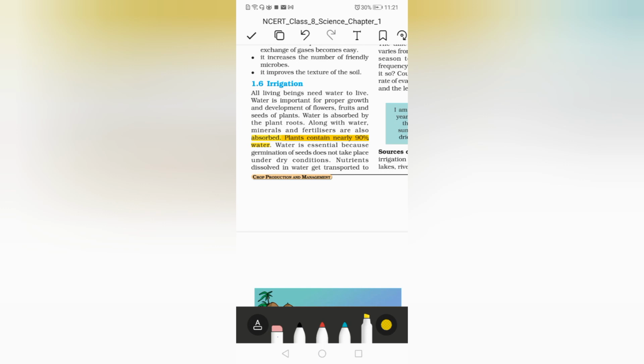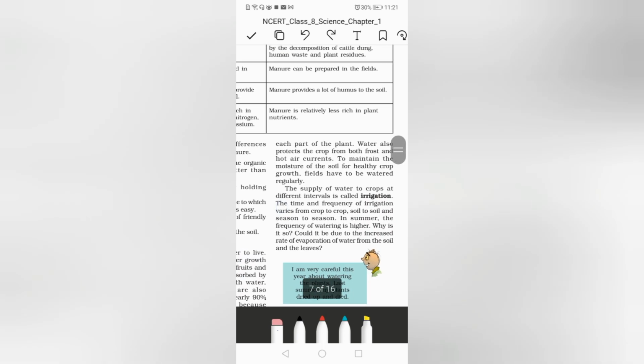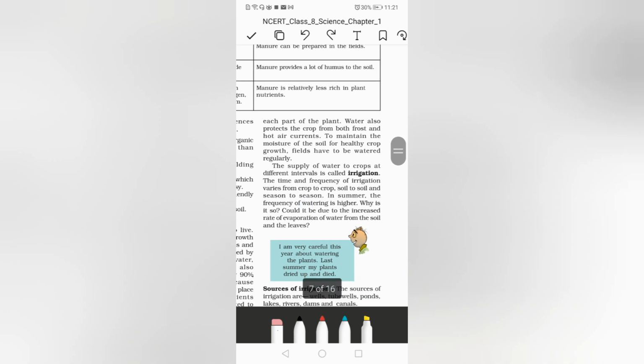Water is essential because germination of seed does not take place under dry conditions. Nutrients dissolved in water get transported to each part of the plant. Water also protects the crop from both frost and hot air currents. To maintain the moisture of the soil for a healthy crop growth, fields have to be watered regularly.